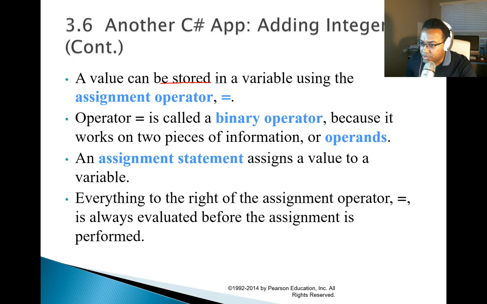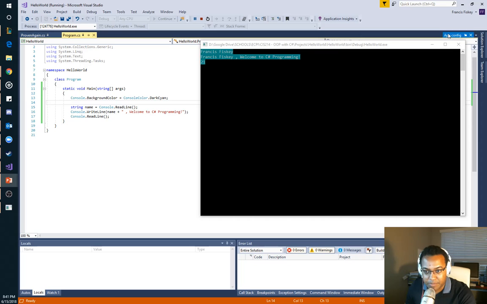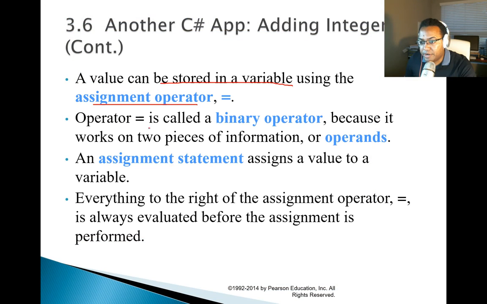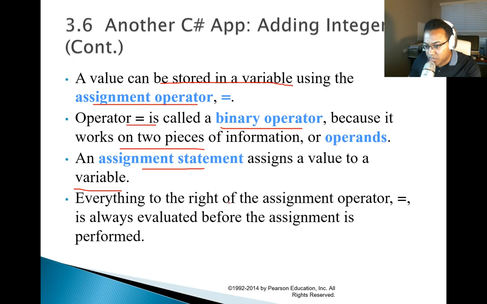A value can be stored in a variable using an assignment operator. You saw me do that with the name. If I flip back over, you saw that here with this line right here. String name equals Console.ReadLine. The operator equals is also called a binary operator because it works on two pieces of information, or operands. An assignment statement assigns a value to a variable. Everything to the right of the assignment operator equals is always evaluated before the assignment is performed.